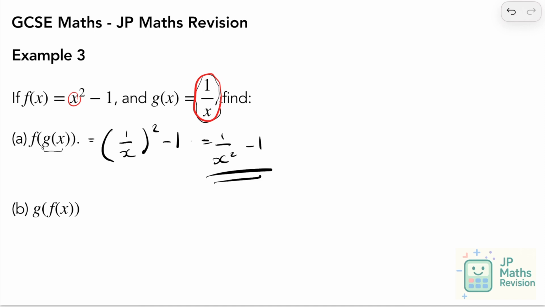The next one, we're inputting f into g. So this time we're replacing all of the x values in g with the function f. So this one is going to be 1 over x squared minus 1, because this is our input and we're putting it into g.